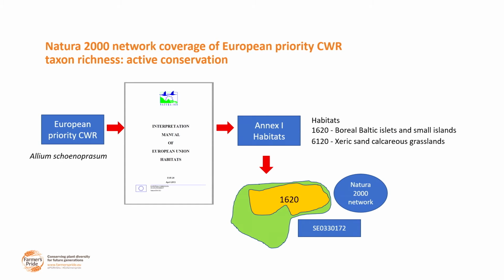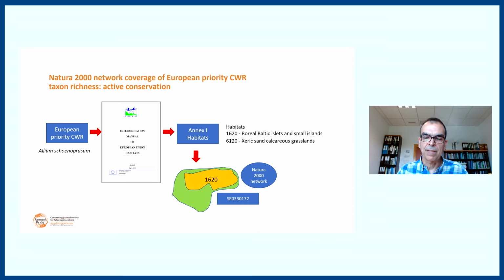So we identify those taxa of the European priority crop wild relative list that are characteristic species of a protected habitat and identify those habitats. Then we obtain the list of Natura 2000 sites that contain these habitats. So we can conclude that in these sites, active in situ conservation of crop wild relatives is taking place.